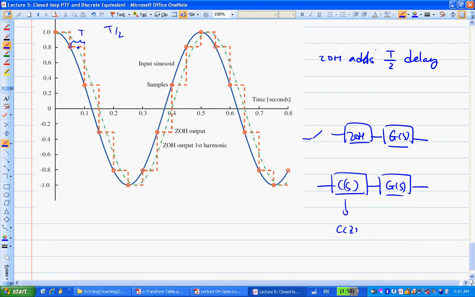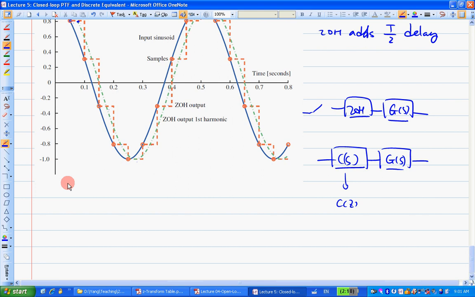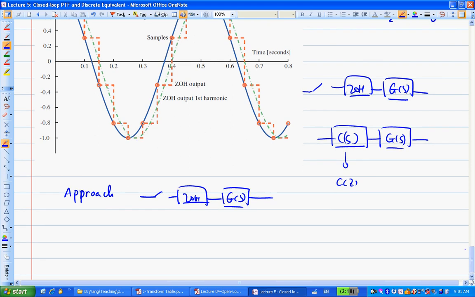So just bear in mind this effect. It's actually nothing to do with the discrete equivalent. So let's take a look now at the discrete equivalent. As I said, approach one is this: the zero order hold and then G of S, and that's one way of doing it, which gives G of Z here.